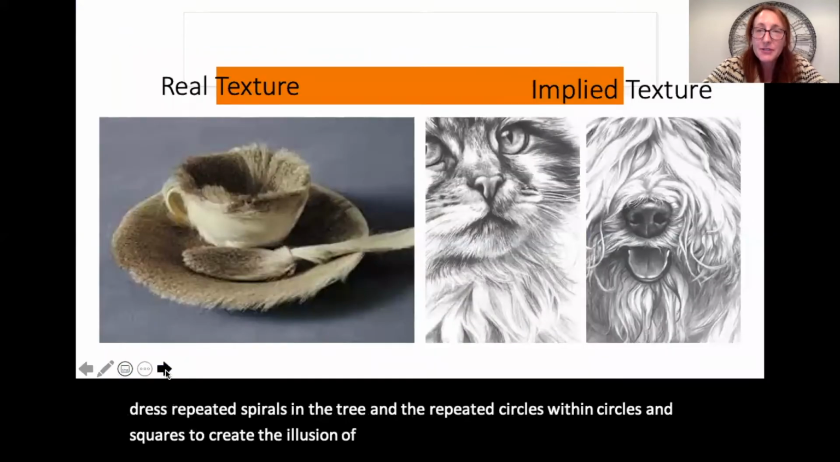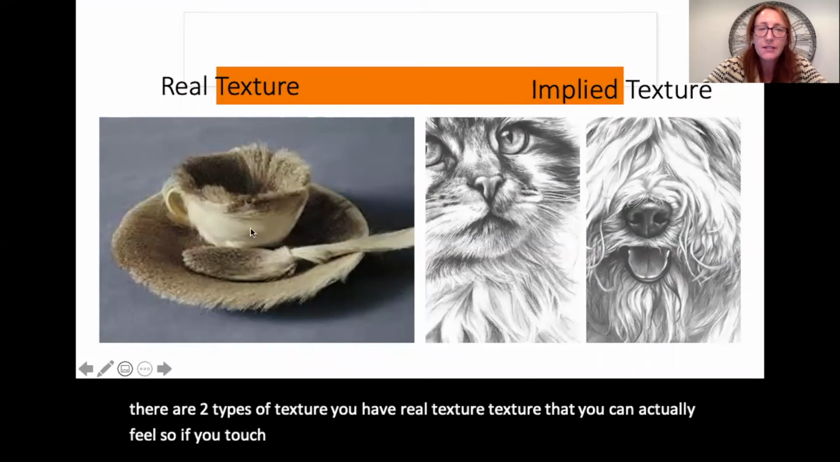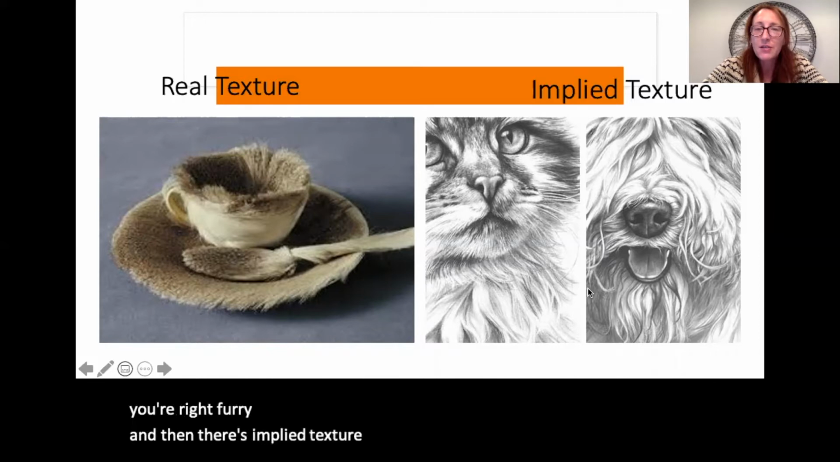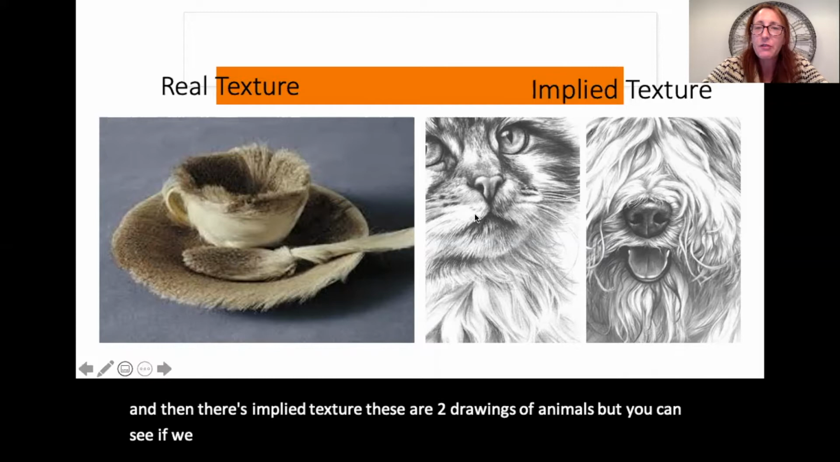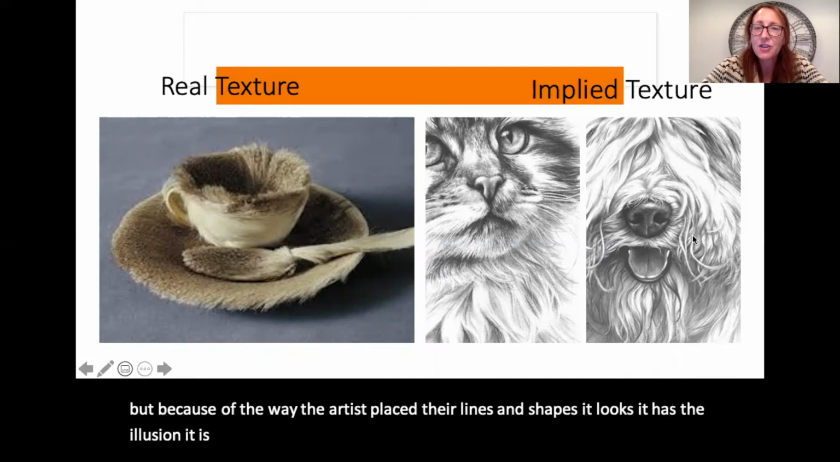There are 2 types of texture. You have real texture, texture that you can actually feel. So if you touch this cup, what would it feel like? You're right, furry. And then there's implied texture. These are 2 drawings of animals, but you can see if we touched this paper, it would feel flat. But because of the way the artist placed their lines and shapes, it has the illusion, it is implied that there is texture, that the animals are furry.